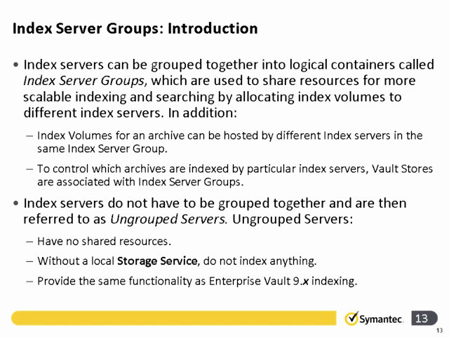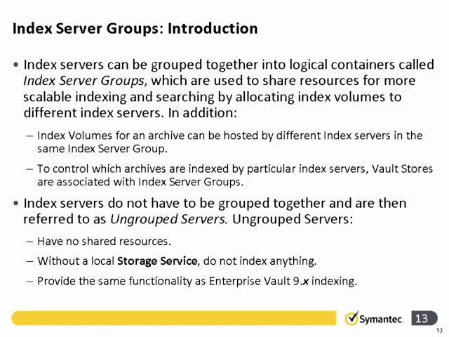To control which archives are indexed by a particular index server, we take the vault stores and associate them with a particular index server group. Now, index servers do not have to be grouped together. We're going to talk about in a moment when you would want to use an index server group. Not everybody needs it. It's not right for every Enterprise Vault environment.